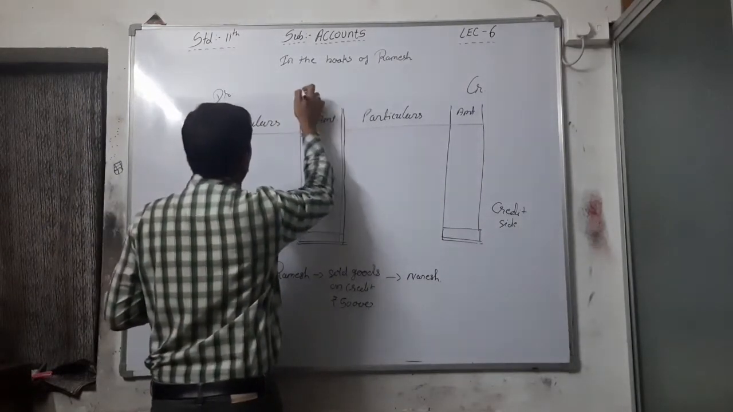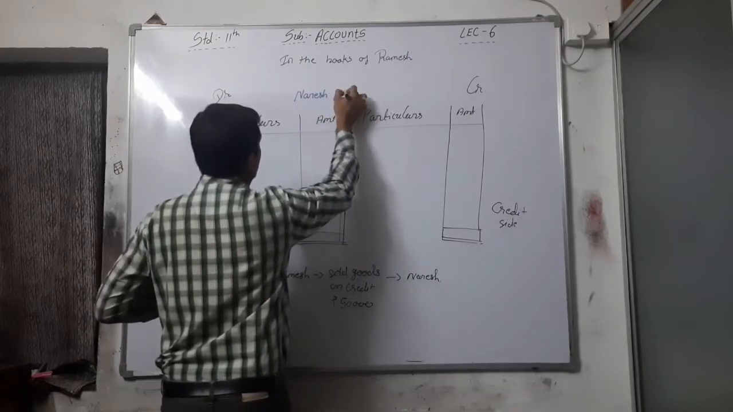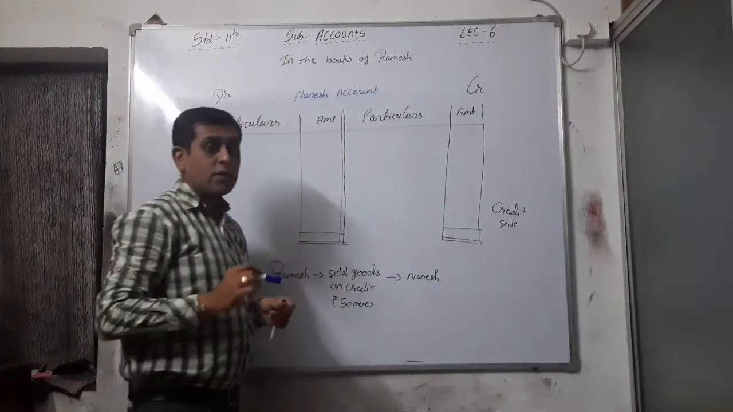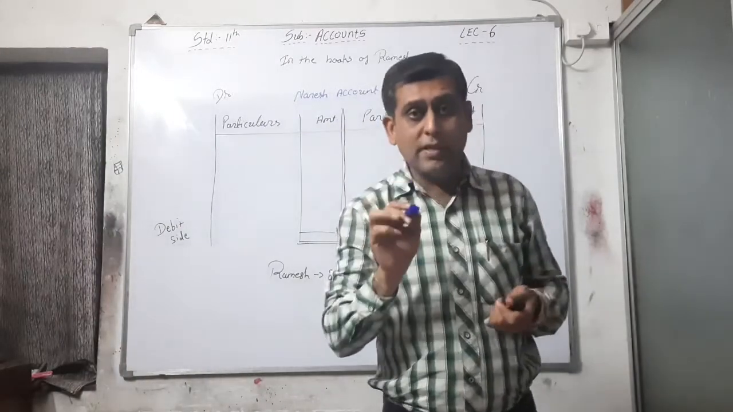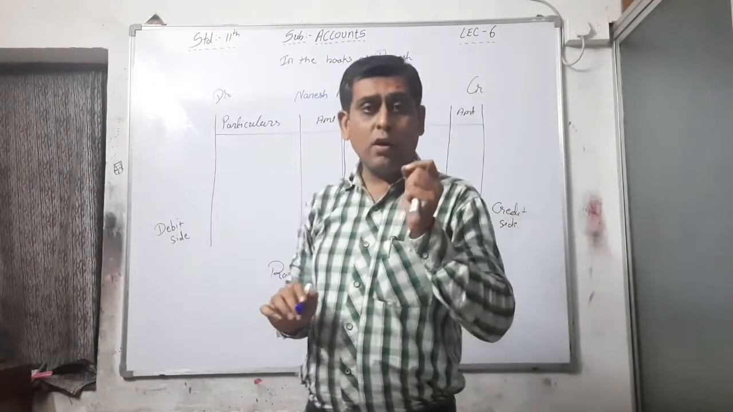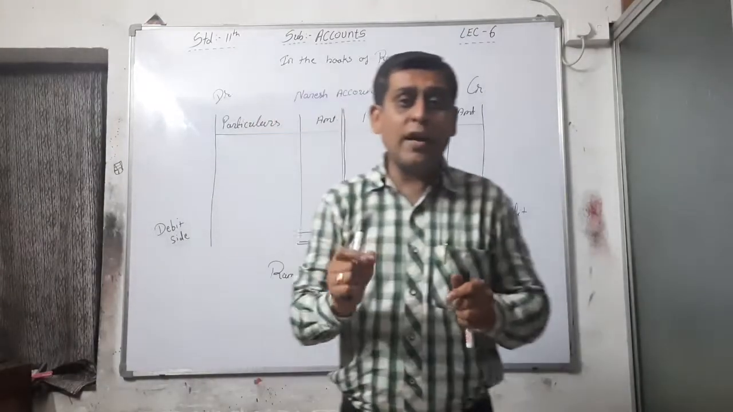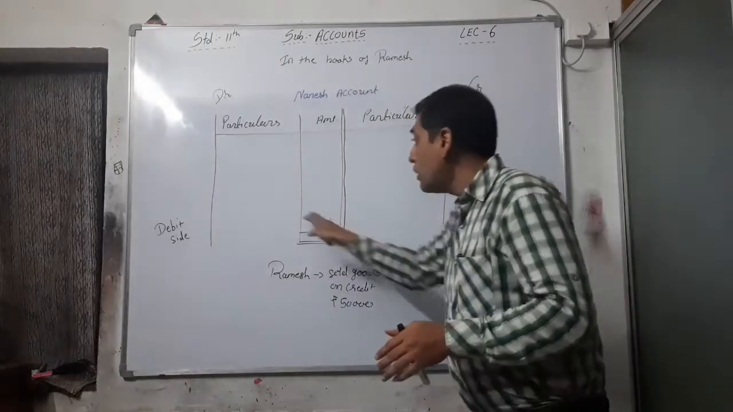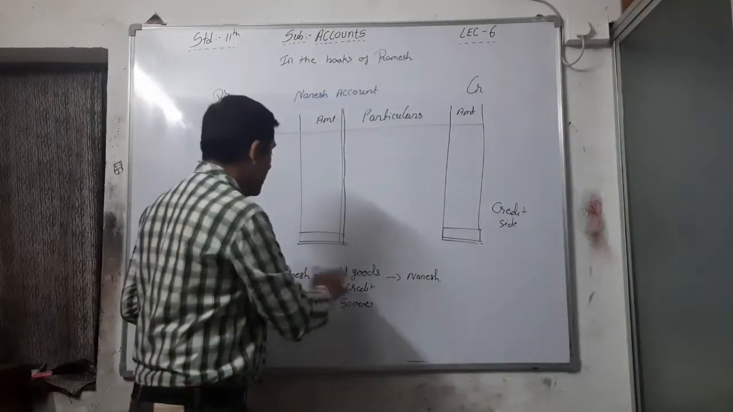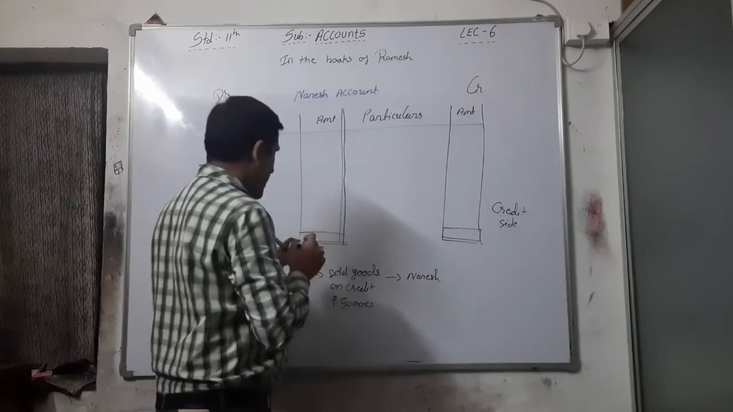Which account do we have to prepare? Naresh account. In the books of Ramesh, the debtor of Ramesh is Naresh, and we have to prepare a Naresh account. Whenever frequent transactions are done with a particular person, and we record all the transactions at one place, that is called an account. Simple words. First time Ramesh sold the goods to Naresh. Here we are recording that Naresh is the debtor.